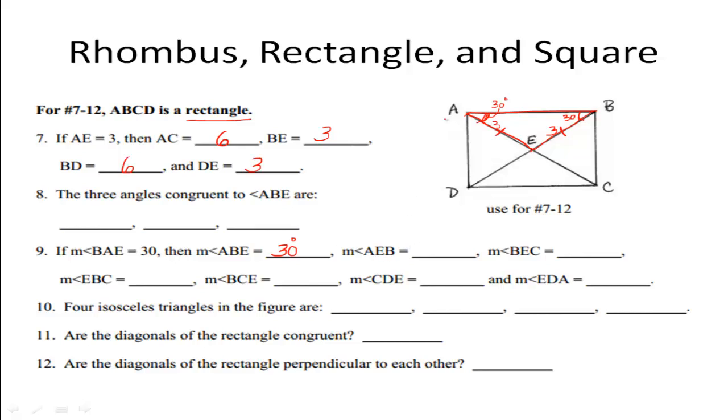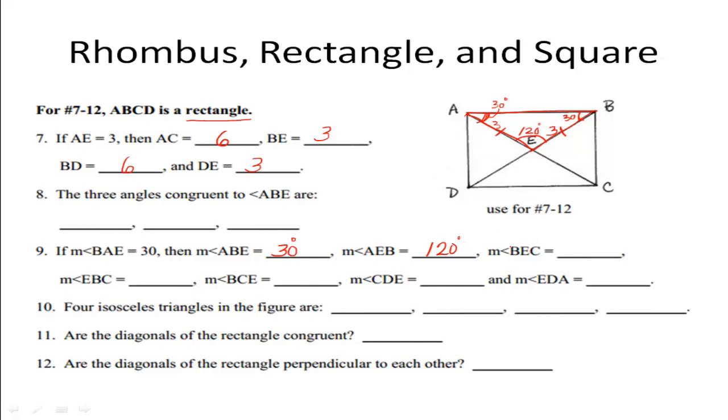Measure of angle AEB. AEB would be this angle right here. Well, if this is 30 and that's 30, that makes 60. I know that the sum of the angles in a triangle is 180 total, so if these two add up to 60, that means that this angle here is 120. Okay, so this is 120.